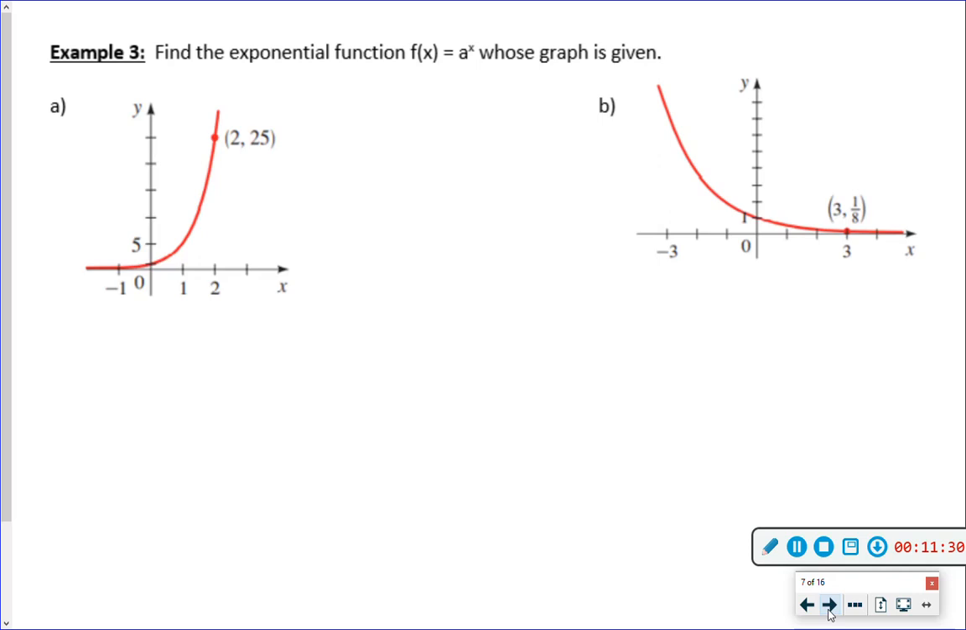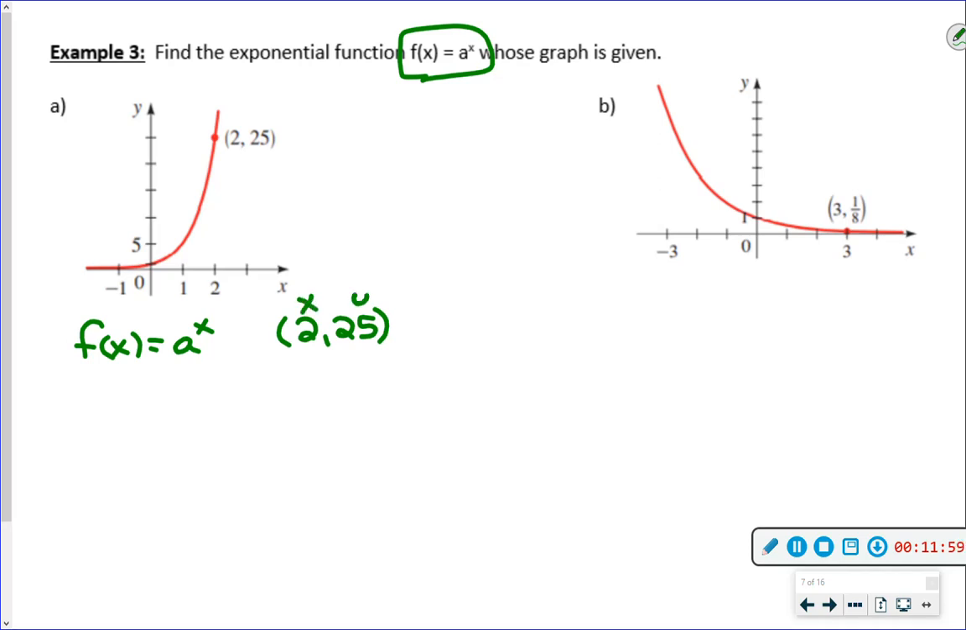All right, let's write some equations now. Find the exponential function f of x equals a to the x whose graph is given. Okay, so I'm going to use, of course, 2 key pieces of information. They want it in this style, so I'm just going to jot that down so it's here in front of us. And they want me clearly to use the point (2, 25). Okay. Now, I know you know ordered pairs x, y. So I'm really just plugging those 2 numbers into this equation over here.